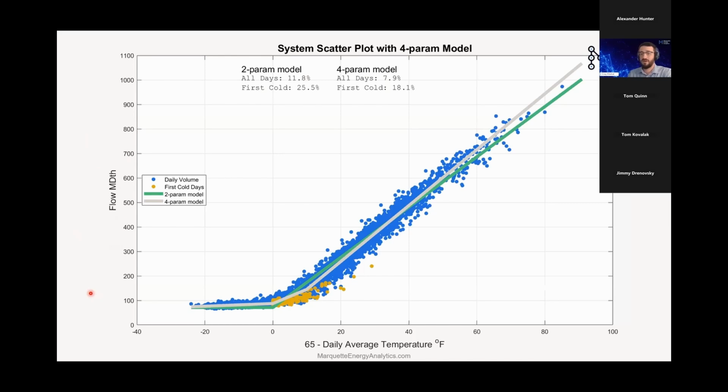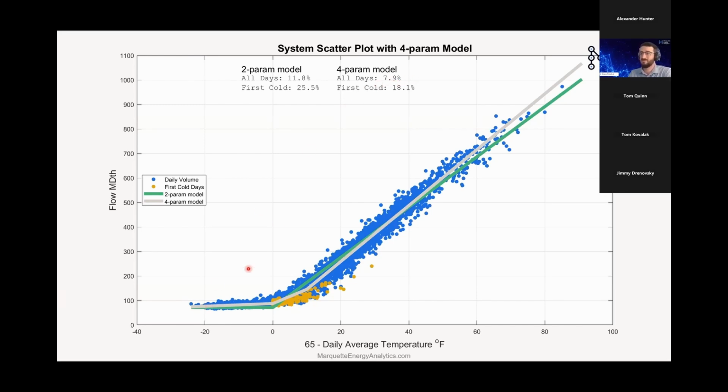And so I've plotted this 4-parameter model over our data set in this gray line. You can see, we're tracing along. We've got two places where it bends, and we've got a slope here going out on the cooling side of things. And overall, this definitely improves our forecast.